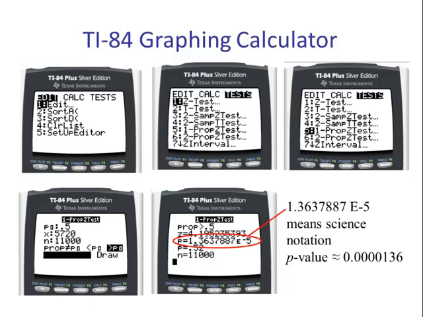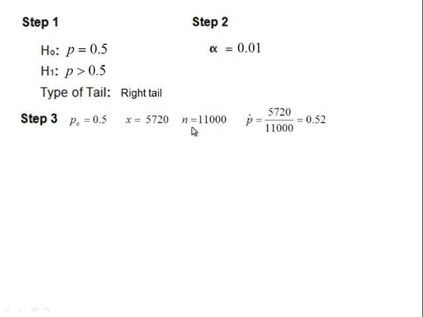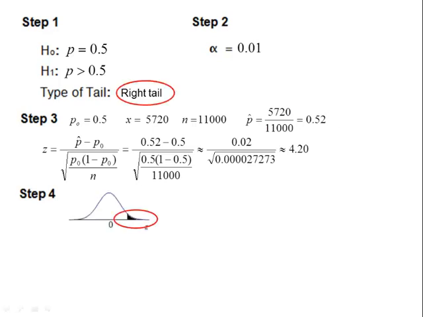to the same conclusion. So using our outline, we have P equals 0.5. That's the assumed value of P. The claim is P is larger than 0.5. This is a right-tailed test because this is a greater than. Step number 2, alpha is 0.01. Step number 3, using the data from the sample in our Z formula, plugging in the values, we have 4.20. That's our test statistic.